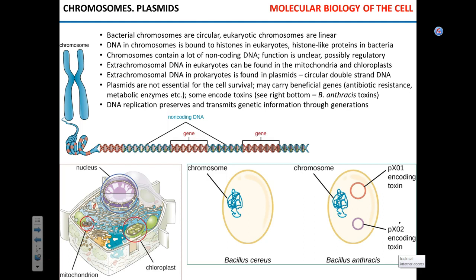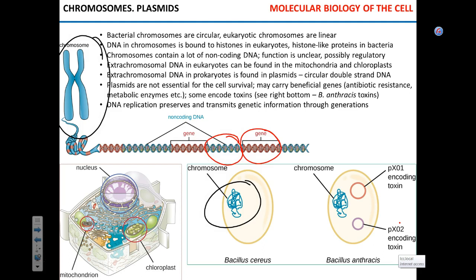Now, DNA in the cell, where is it? So in bacteria, well, first of all, it's in the chromosome. In bacteria, the chromosome is circular. By circular, you have to appreciate, it doesn't mean you look in the cell and you see a perfect circle. It means that it doesn't have loose ends. Chromosome in the eukaryotes is linear. It exists in the form of chromatin in eukaryotes. And each chromosome consists of multiple genes and non-coding DNA in between them.